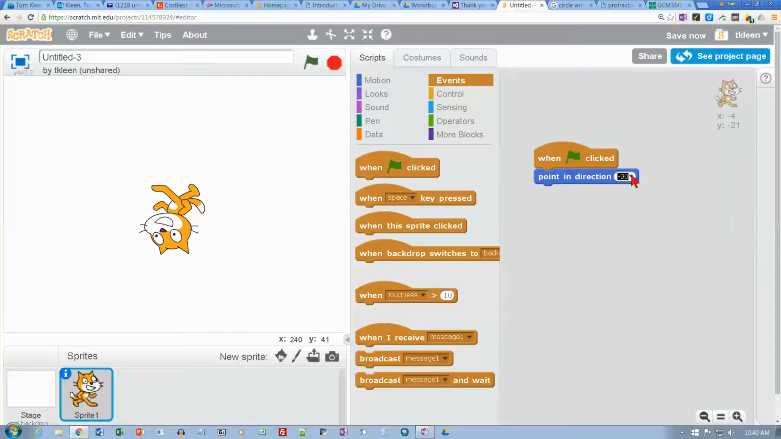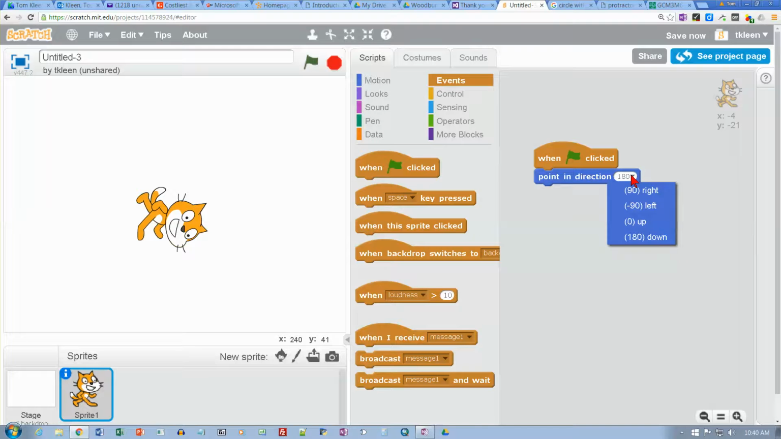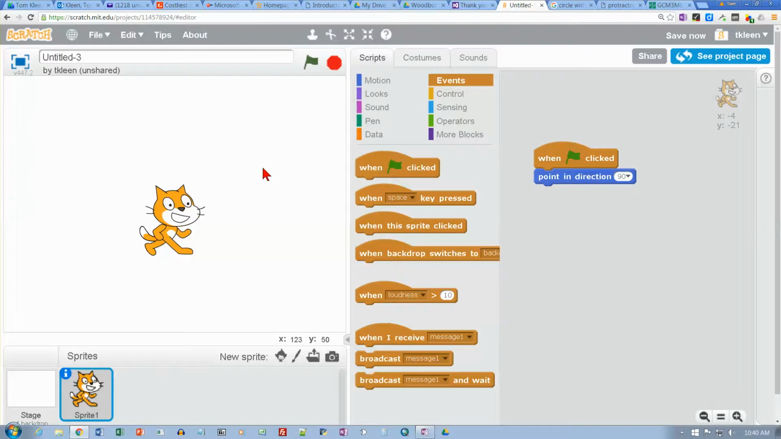Let's change it to 180, and let's run it, and he should be pointing straight down when we do that. And then let's go back and change it to 90 to the right, and let's click on run, and now he should be pointing in the direction that makes him look upright. So that's how degrees work. We'll take a look at those a little bit more as we write some stuff that's a little more complicated.